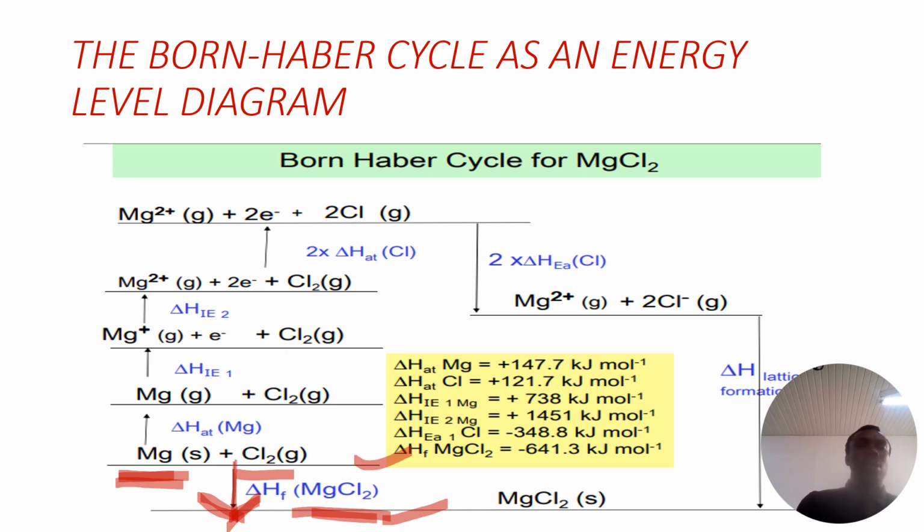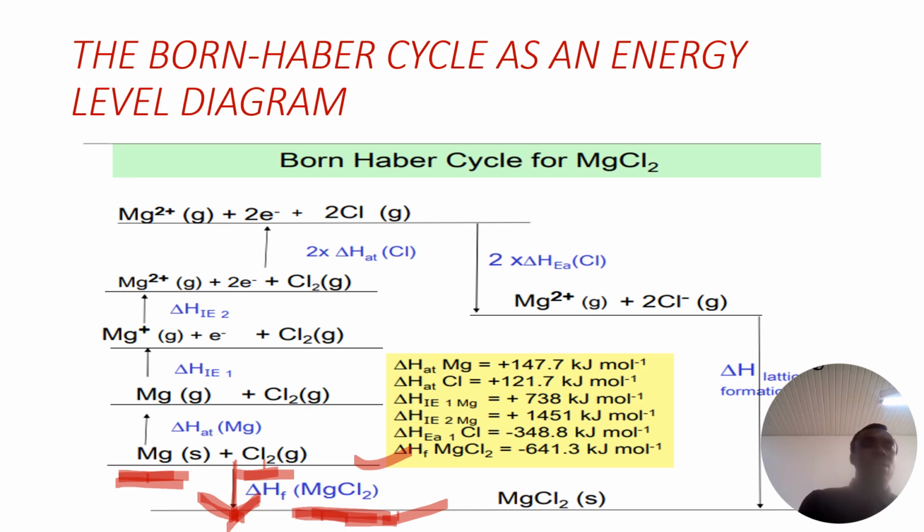If you look here, we have 1 atom of magnesium and 2 atoms of chlorine. Then the charge is 0 and the charge is 0. That means the atoms and the charges are also balanced.